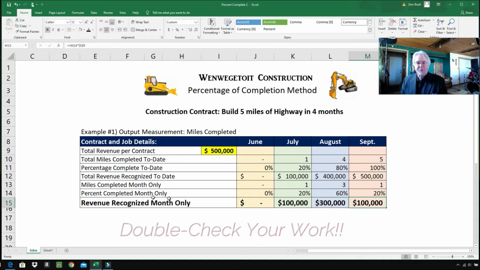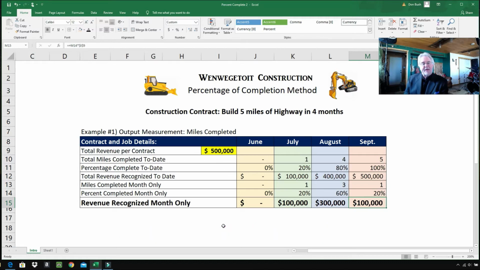And what you want to do is this line here, percent completed during the month only, you want to make sure that this all adds up to 100%. And so let's check. So 20% plus 60% plus another 20%, that's 100%. And then the last line, you want to make sure it all adds up to the contract amount. So 0 plus 100,000 and 300,000 and another 100,000. If you add those all up, it does equal the contract. So we know this worked out great.